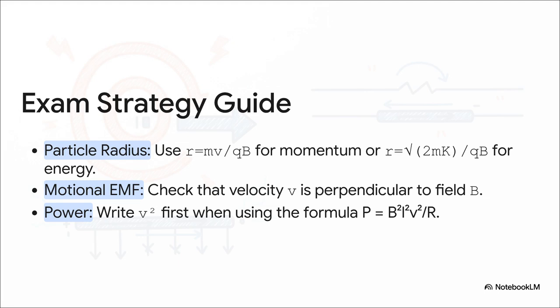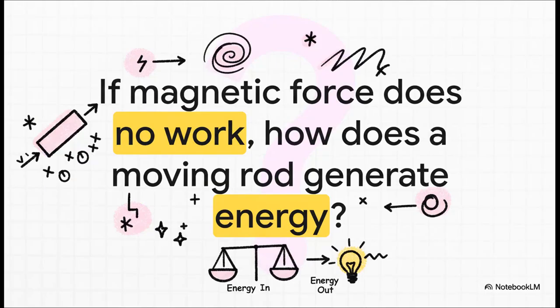Here's your game plan. For particle radius, just pick the right version of the formula based on what the question gives you, momentum or kinetic energy. For motional EMF, always check that the motion is perpendicular to the field. That's another common trap. And for power, my best advice is to write the v squared down the instant you write out the formula. Before you do anything else, just make it a habit. And I'll leave you with this final thought to chew on.